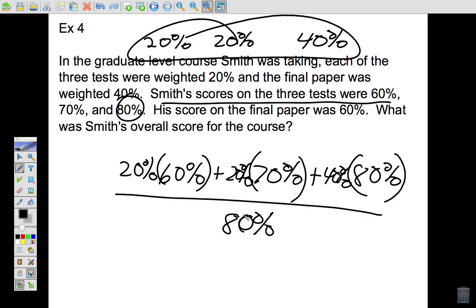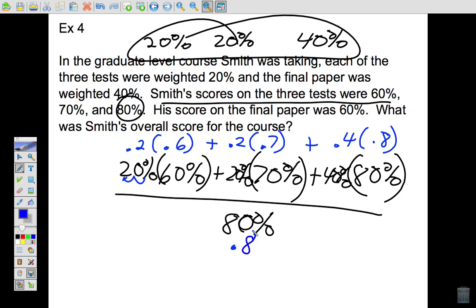Now, what do you do when you're dealing with percents? You have to change them to decimals. So let's see, 2 places left, so I got a 0.2 times a 0.6, right? Plus a 0.2 times a 0.7. Remember to change a percent to a decimal, 2 places left. 0.4 times a 0.8. And finally, you're going to divide by 0.8.